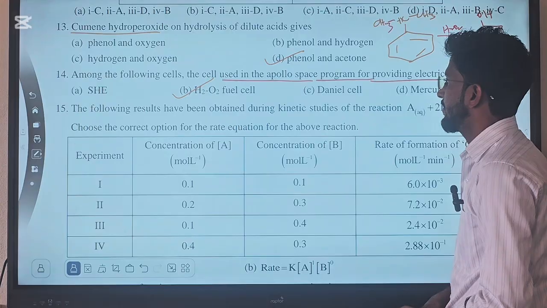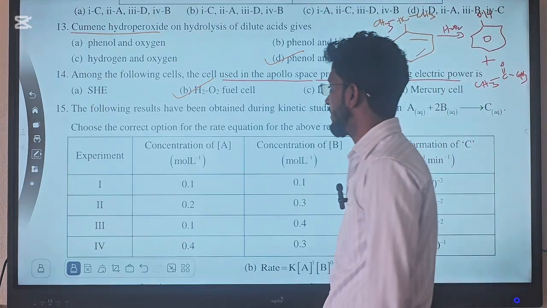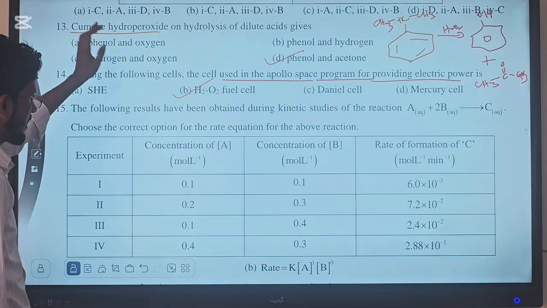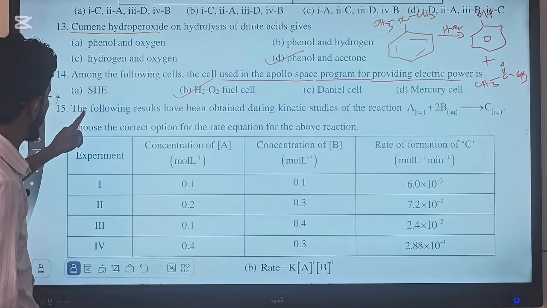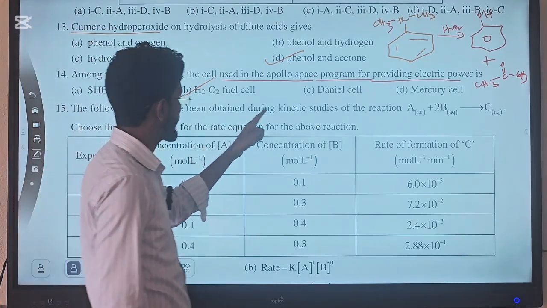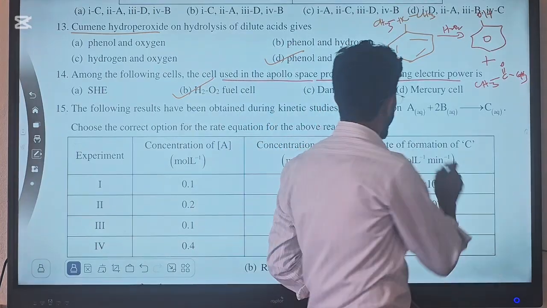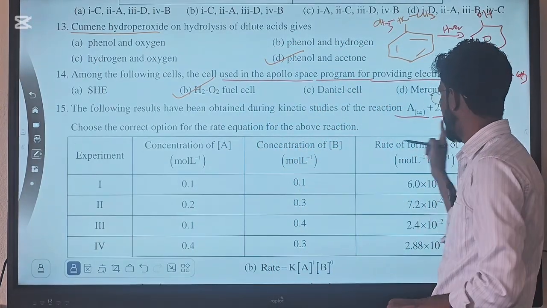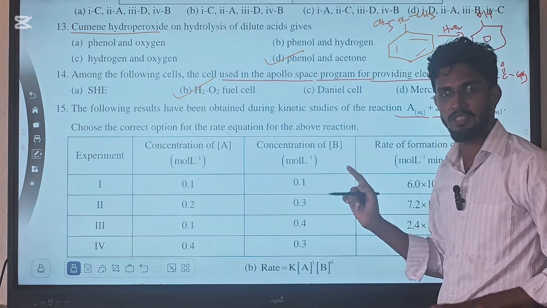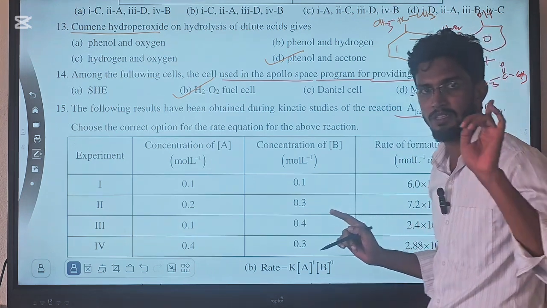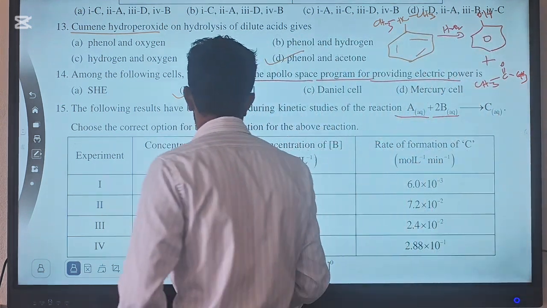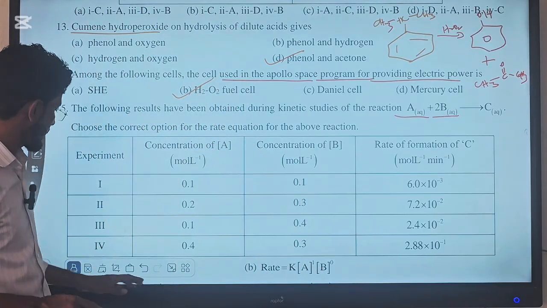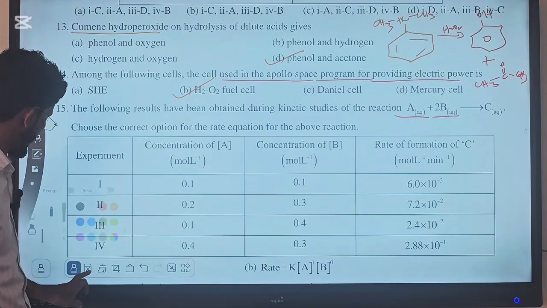Okay. Now, if you see question number 15, this is an important and a good question. In question number 15, the following results have been obtained during the kinetic study of the reaction A plus 2B gives C. Actually, this is not a simple or elementary reaction, so we cannot directly apply the law of mass action. We can calculate the order of reaction by using the experimental data.